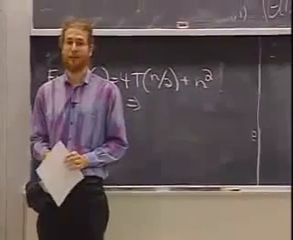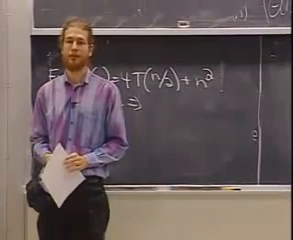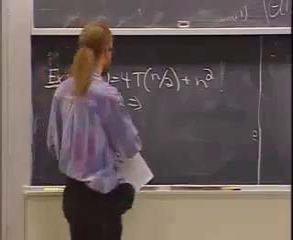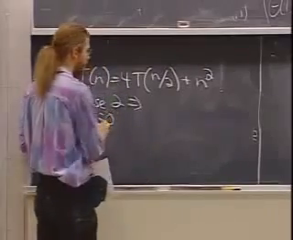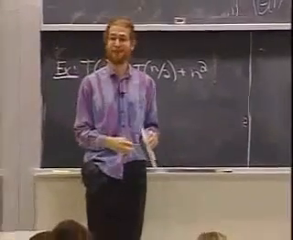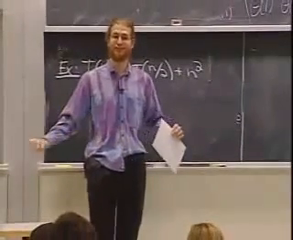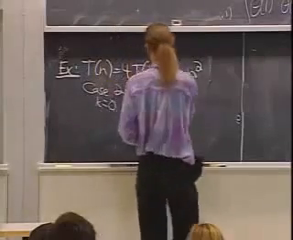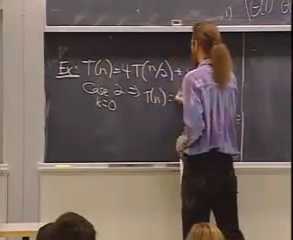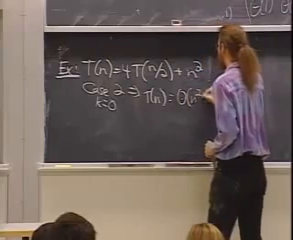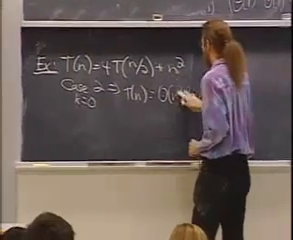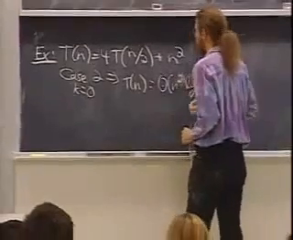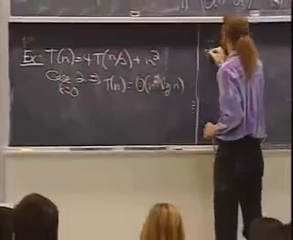What's k in this example? 0. So the answer is, survey says, n squared log n. Good. And a couple more.